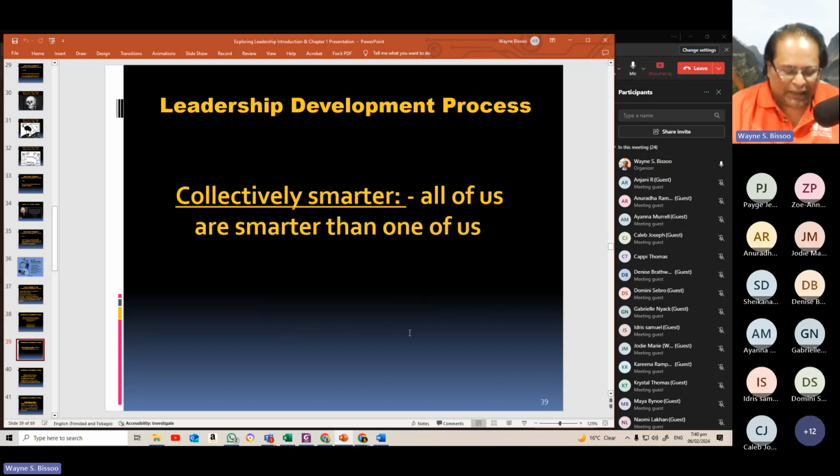So what do we mean by that? Collectively smarter recognizes the value of the group above the predominance of the individual, that collectively we are smarter than one of us. So all of us are smarter than one of us. And it makes sense.